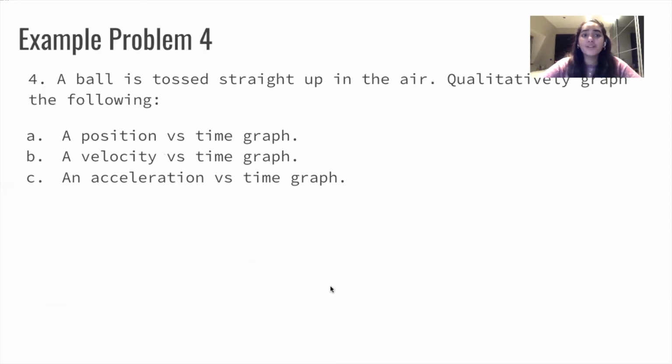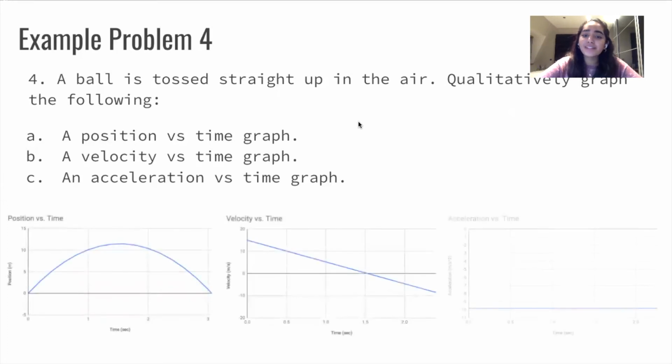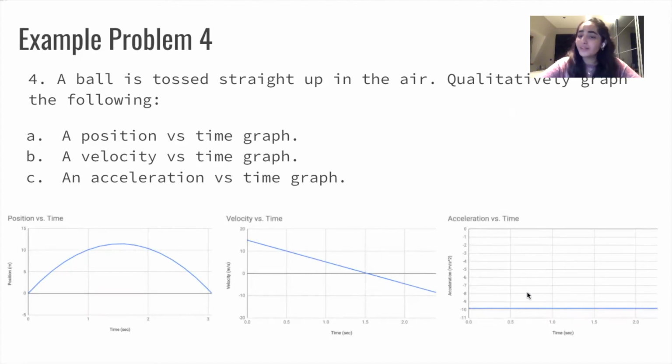Another one: a ball is tossed, which is the key word here, straight up into the air. Again, qualitatively graph the following: position versus time, velocity versus time, and acceleration versus time. So again, I'm just going to click through all of these because that makes it a lot easier. So in fact, these two graphs are pretty much the same from before. Again, acceleration, really solid here.